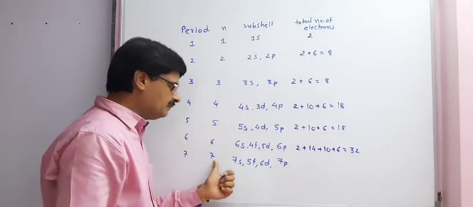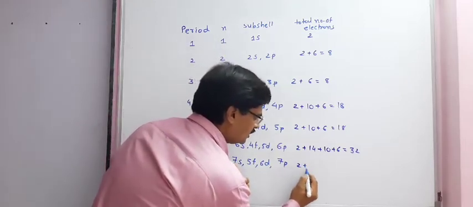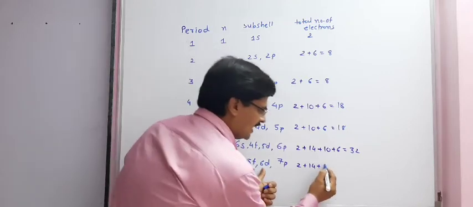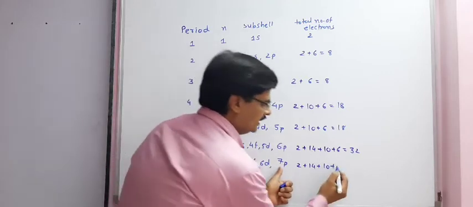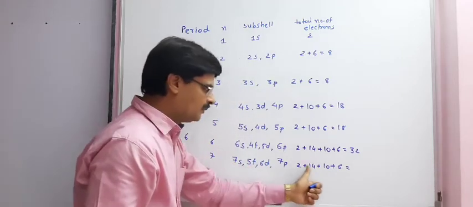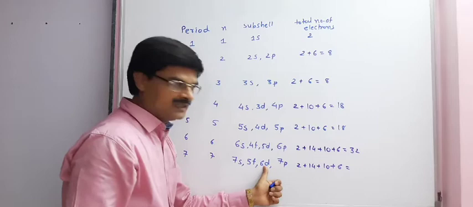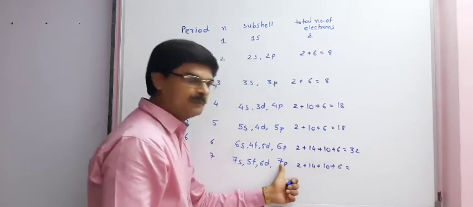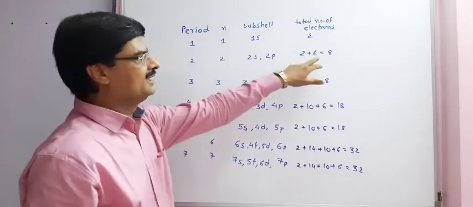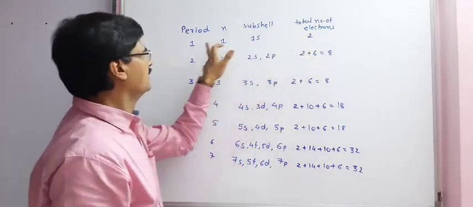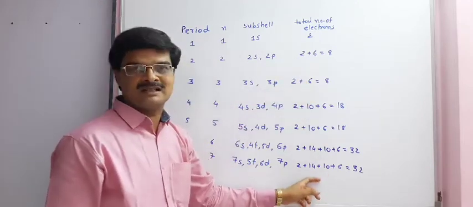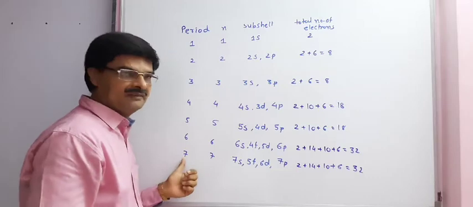Same way in the 7th period we have 7s with 2 electrons, plus 5f with 14 electrons, plus 6d with 10 electrons and 7p with 6 electrons. So again we have 32 elements. So we can say that the shortest period is the first one, then the second and third are short periods, then the longest periods run from number 4 to 7.